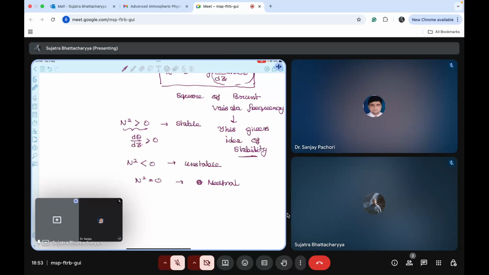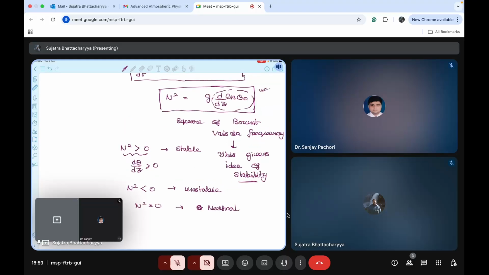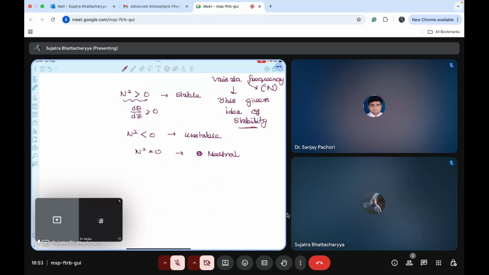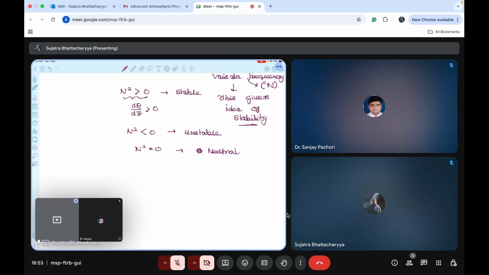One thing to note is that n square is not the frequency, n is the frequency. So the Brunt-Weisshaler frequency is n. Remember, the frequency is n. But n squared gives an idea of the stability of the atmosphere.